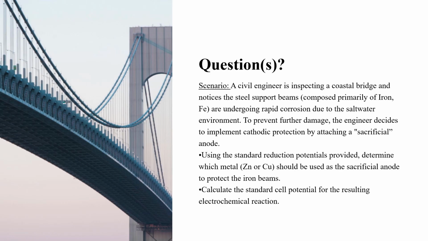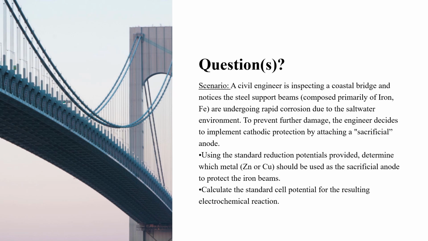So the question that we're going to be tackling today is based off of this scenario. A civil engineer is inspecting a coastal bridge and notices the steel support beams, which are made up of iron, are undergoing rapid corrosion due to the saltwater environment. To prevent further damage, the engineer decides to implement cathodic protection by attaching a sacrificial anode.